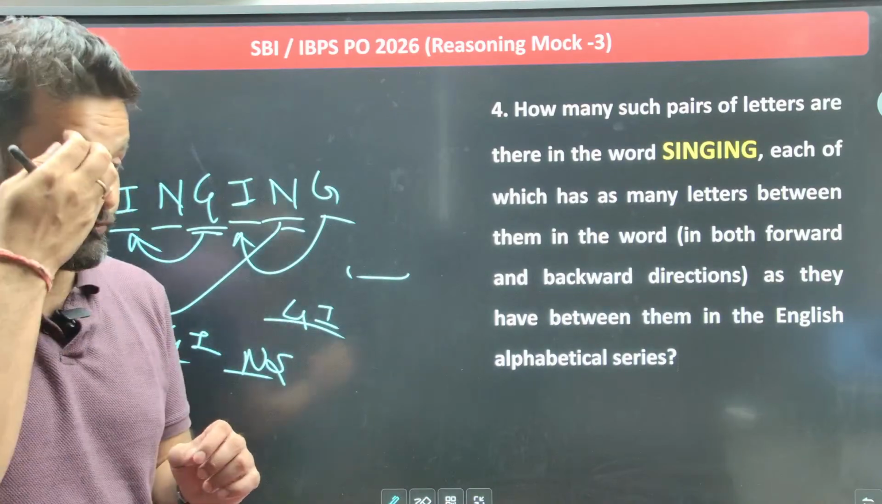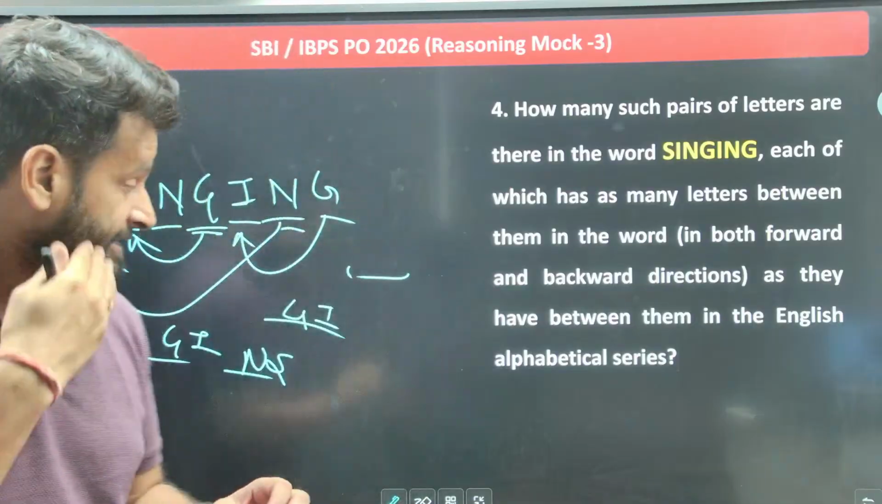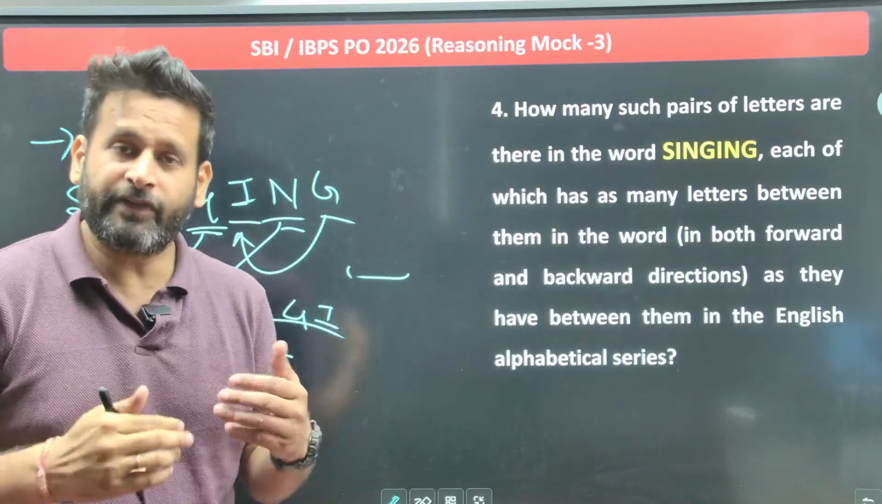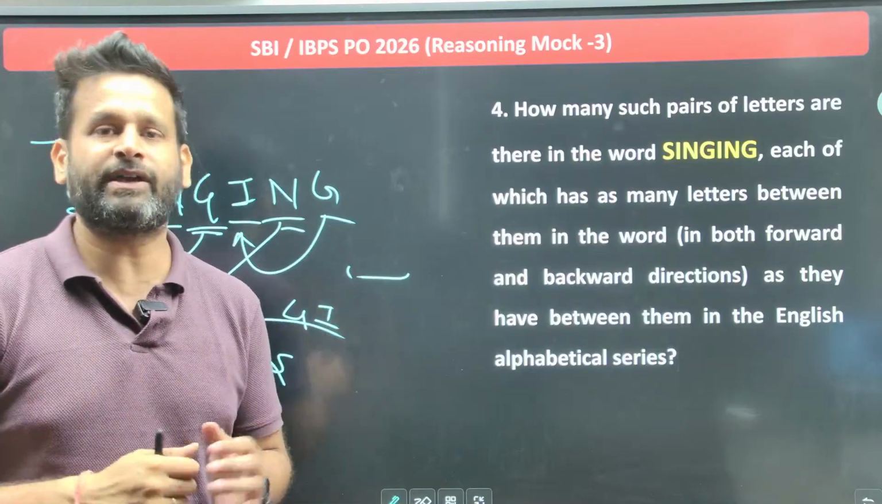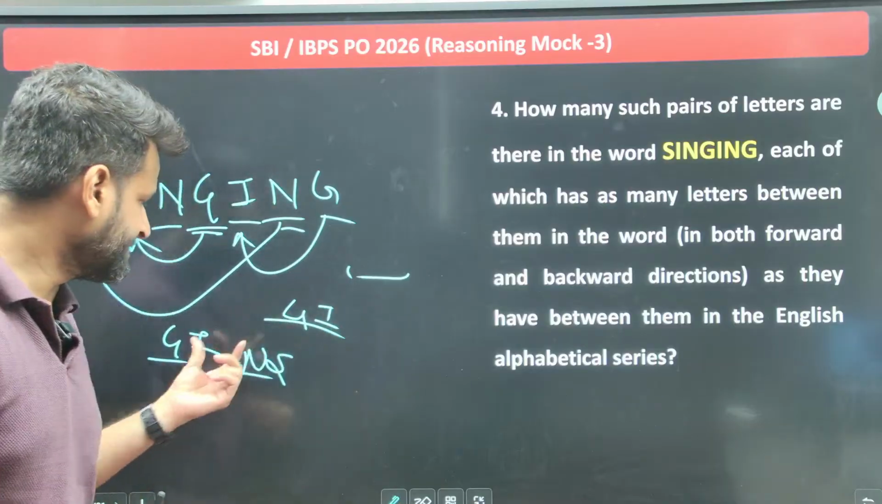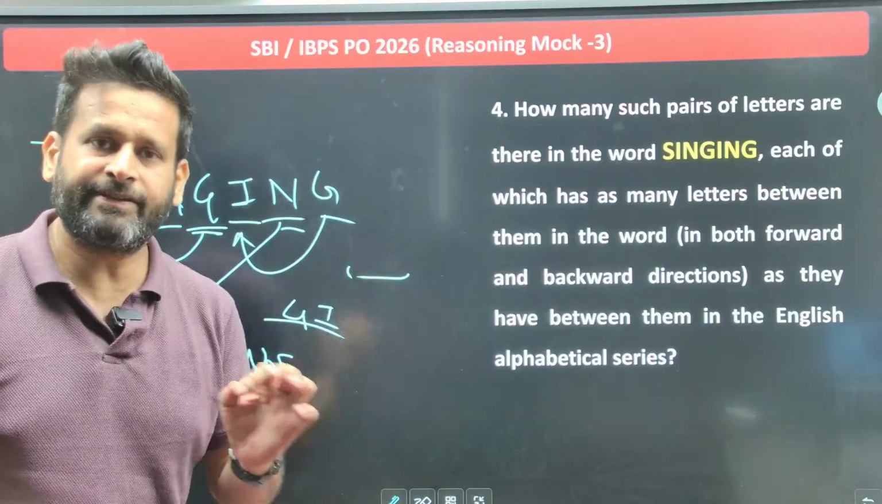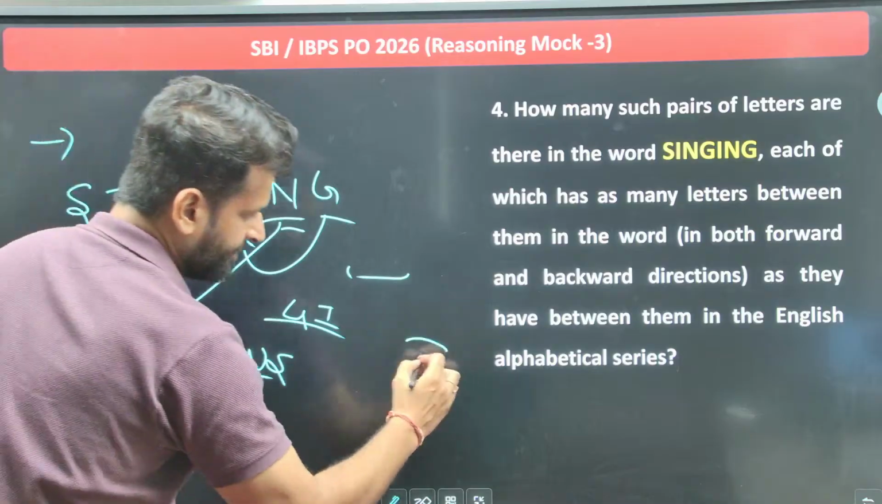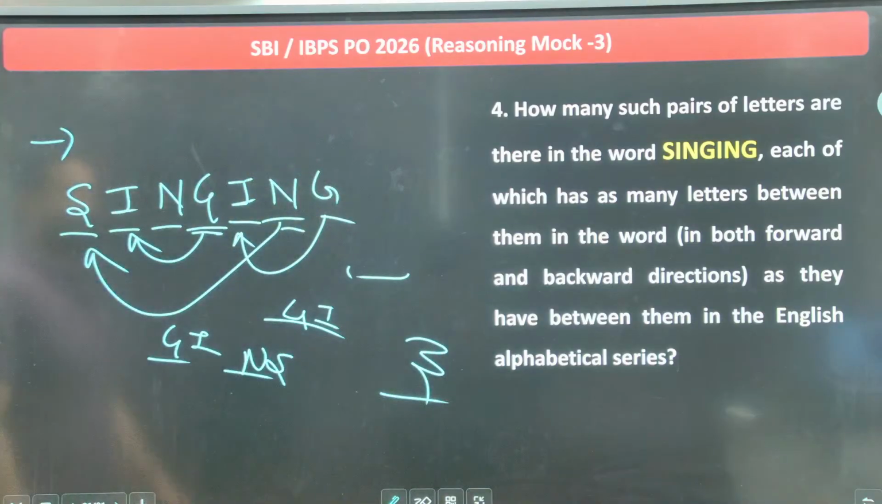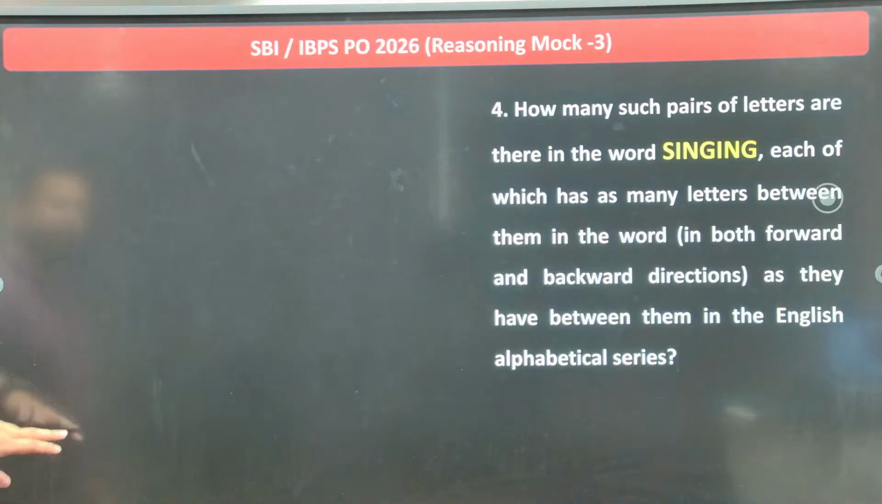Now, there is a confusion that might come: sir, GI, GI, two times GI. Should we count this twice or once? The answer is you have to consider it twice. Even if it is coming twice and is the same, we will still count it twice. So GI, NS and GI, total number of pairs is 3. 3 pairs in this particular question.